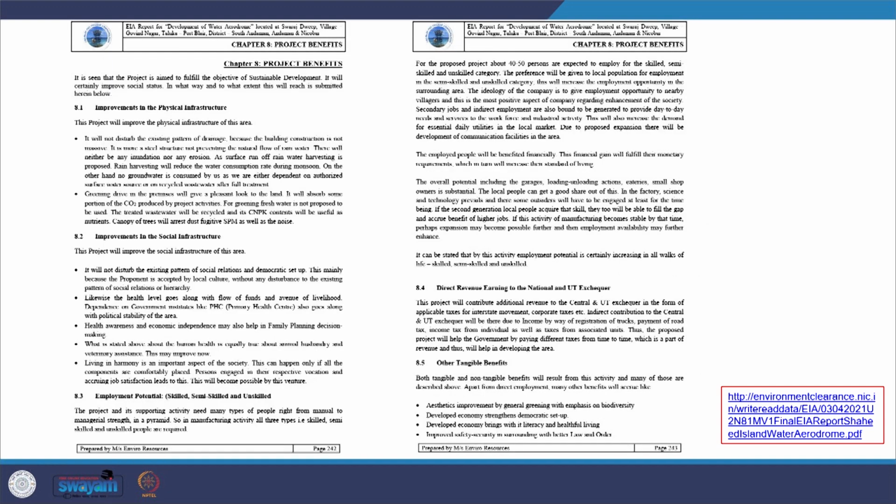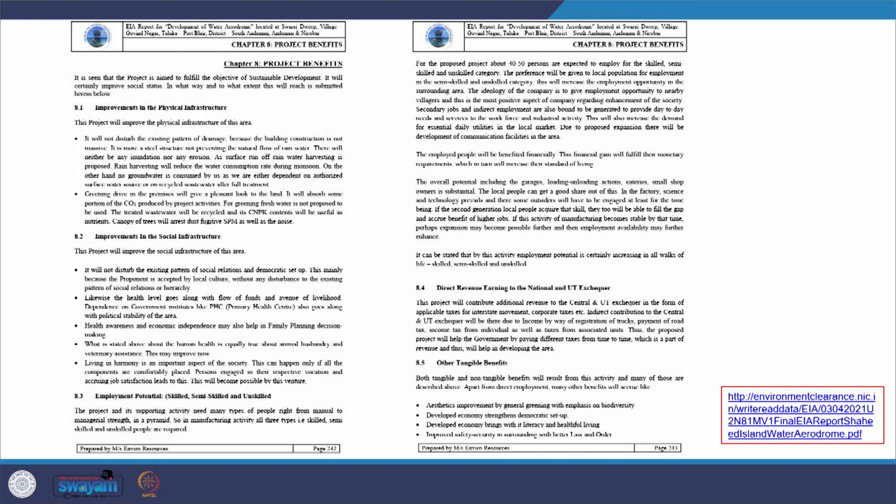So now coming to the next segment, we look at the project benefits. So here what the EIA report indicates is that there will be improvement in the physical infrastructure. The project will improve the physical infrastructure in this area, and it will not disturb the existing pattern of drainage because of the way it has been designed. And then it will also improve the social infrastructure in the area. So it says that it will not disturb the existing pattern of the social relation and the democratic setup.